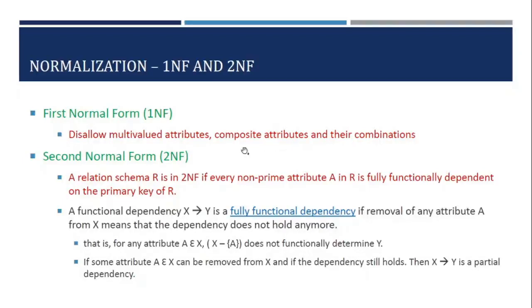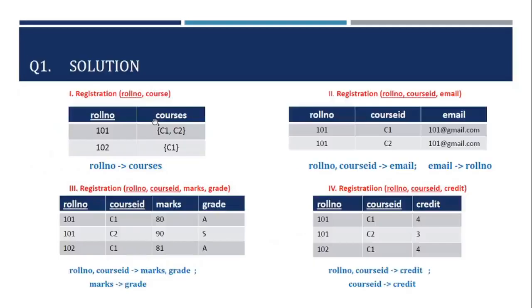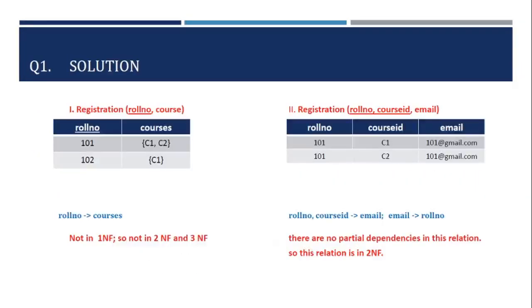An example for composite attribute is address, where we have a street number, street name, the village name or the area, and then the city and pin code. So that is an example for composite attribute. An example for multi-valued attribute is, if you consider schema 1, we have a multi-valued attribute here, courses, where the value present in the courses field can be more than one. So this is a multi-valued attribute or a set of values.